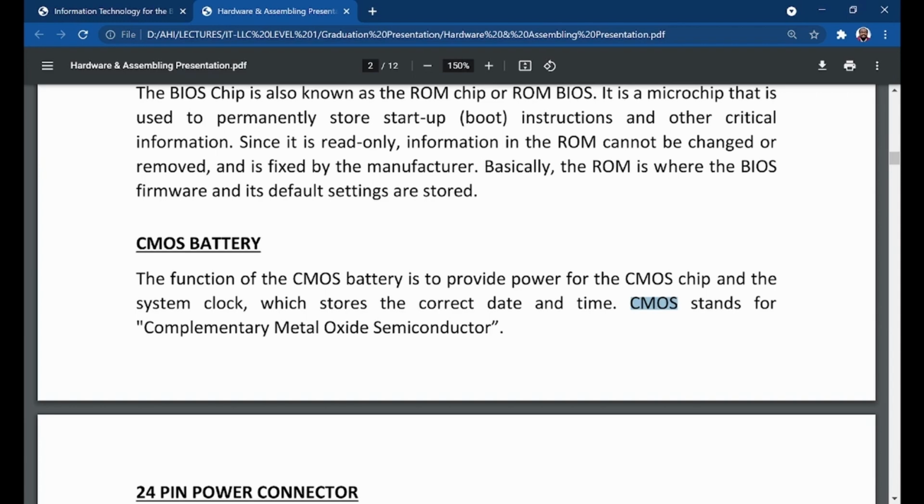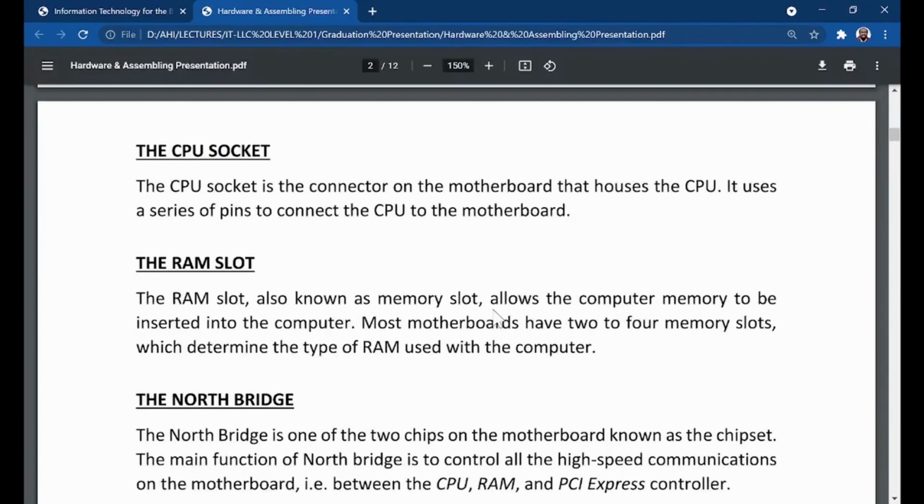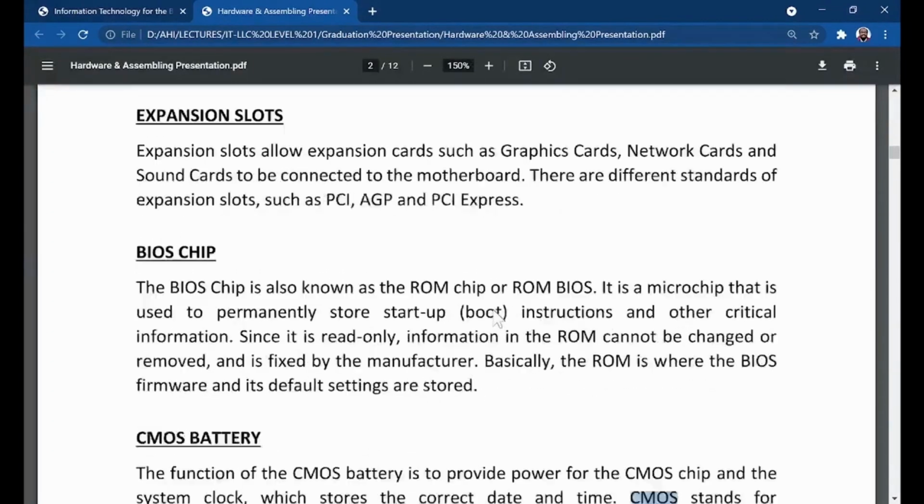That is CMOS. Next time you'll be asked, what is CMOS? What does CMOS stand for? That day you will not be reading. You have to say it from memory. CMOS, complementary metal oxide semiconductor. So that's a CMOS battery. So I think we've learned a lot.